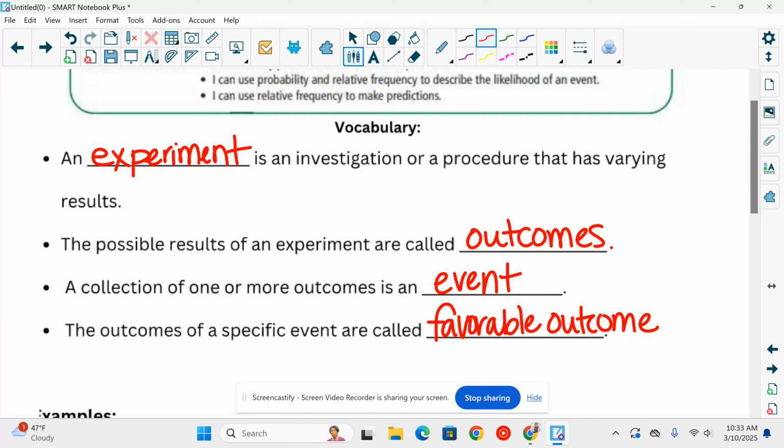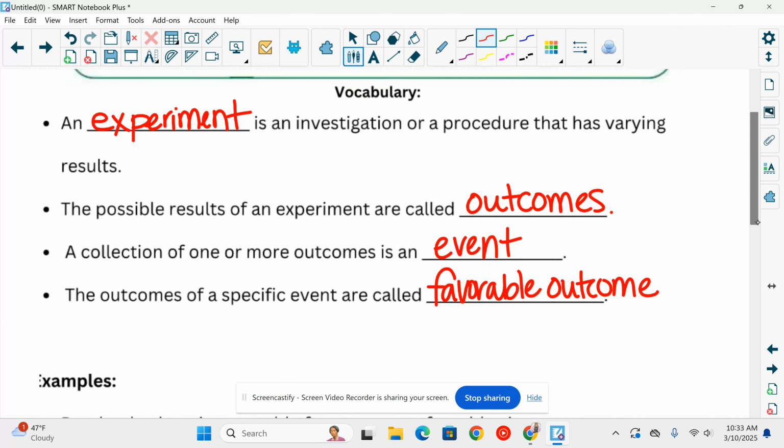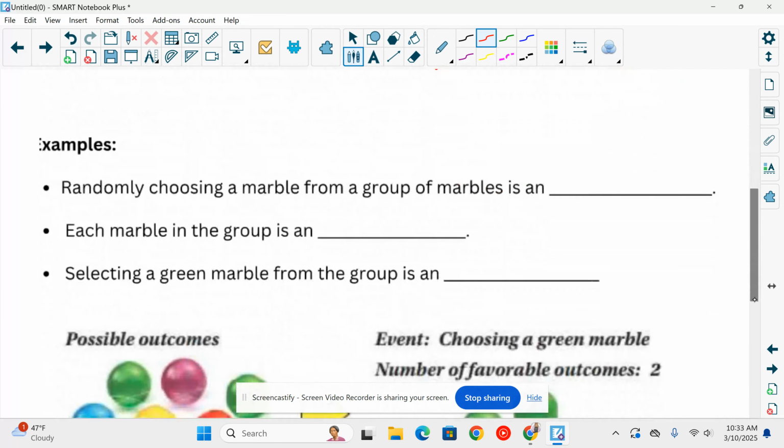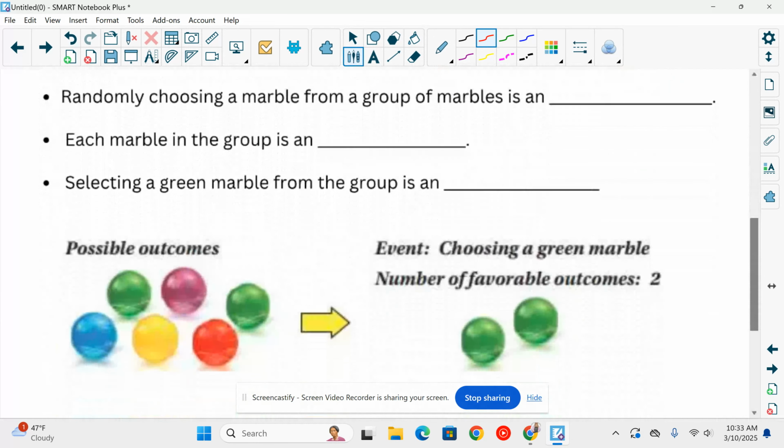So you have an example at the bottom of your page with some colored marbles. Okay, let's pretend these marbles are in a bag, and we're going to randomly choose marbles out of the bag. Randomly choosing a marble from a group of marbles is known as an experiment. We're conducting an experiment when we're trying to test to see what color am I going to get. It's like a test.